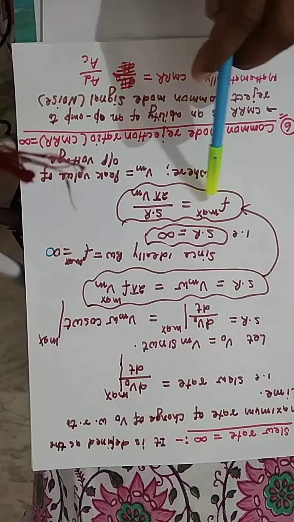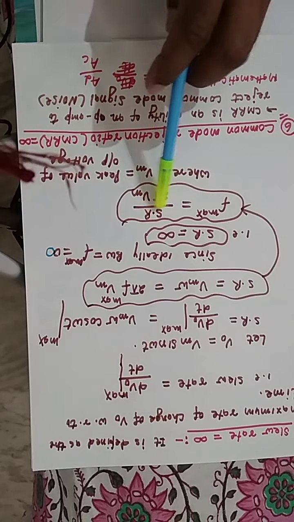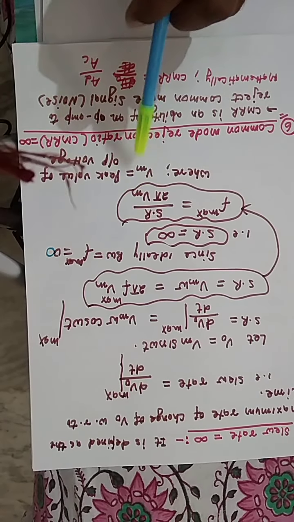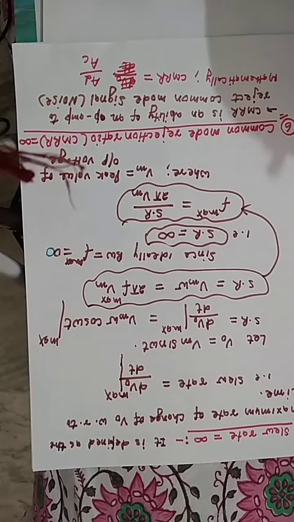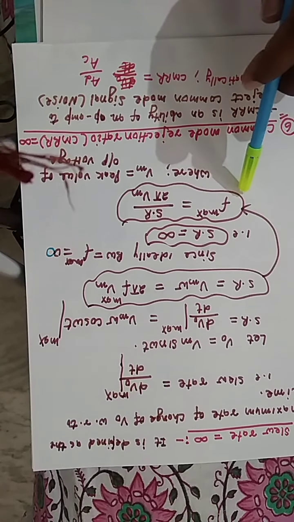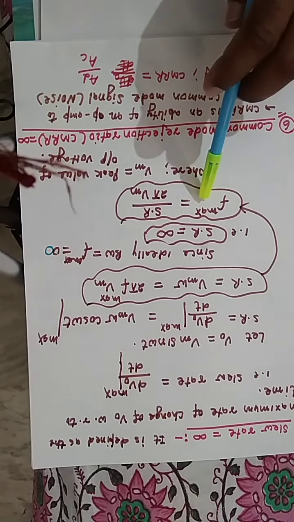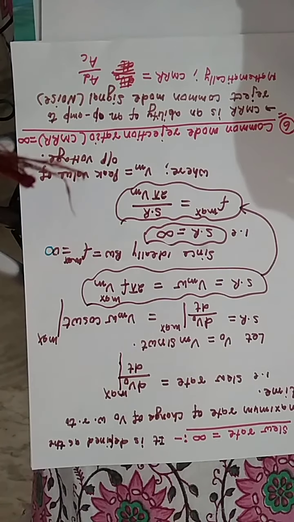Now maximum frequency is written as slew rate divided by 2 pi Vm, where Vm is the peak value of the output voltage. So guys, you need to remember this formula, that maximum frequency is equal to slew rate by 2 pi into Vm.